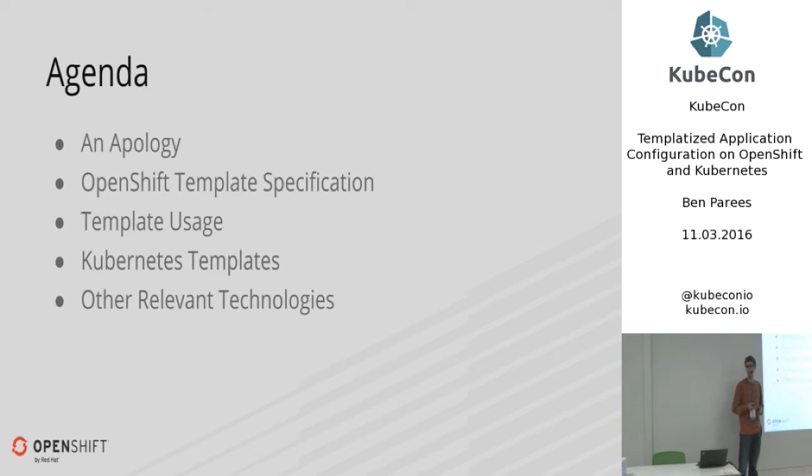So I'm going to go through the OpenShift template specification, which we initially created to help make that developer experience easier, and what are some of the use cases for those templates, and then what's going on in the Kubernetes space with regard to templates. And then finally, I'm going to wrap it up with a couple other technologies that you might want to consider that provide similar capabilities in different ways.